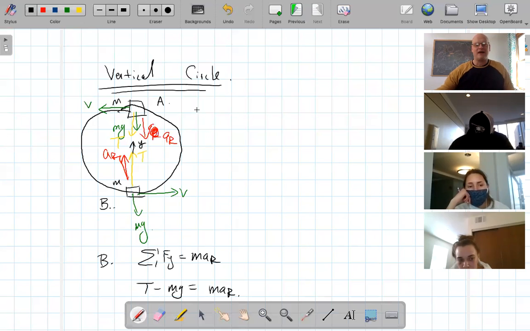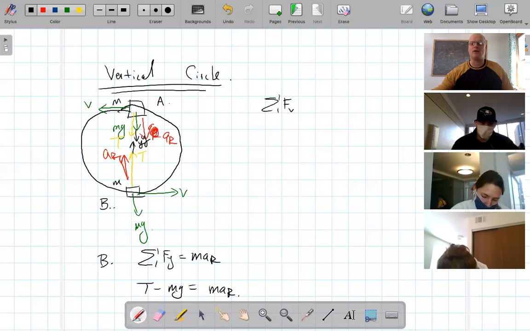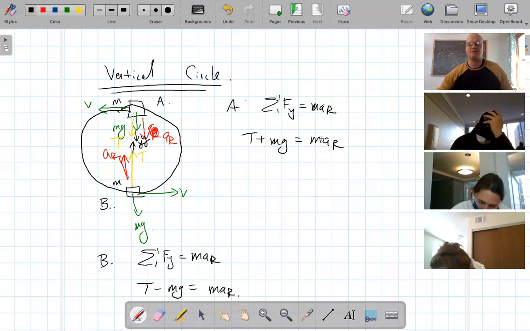Looking at this point, I'm going to take the Y direction to be downward because that's the direction of the radial acceleration. So the sum of the forces in the Y direction is again equal to m a_r, but now I have the tension plus the weight equal to m a_r. Down here, it's the difference between the tension and the weight which is the centripetal force, but up here, it's the sum of the tension and the weight.